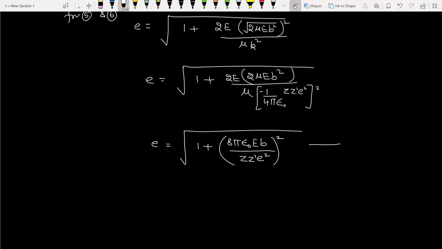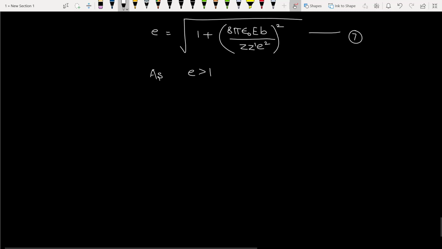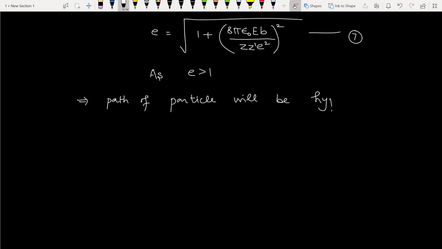So we mark this as equation number 7, and from this you can get e is greater than 1, so the path of the particle will be hyperbolic. So the path of the particle will be hyperbolic in nature. So if eccentricity is greater than 1, then the path will be hyperbolic in nature.